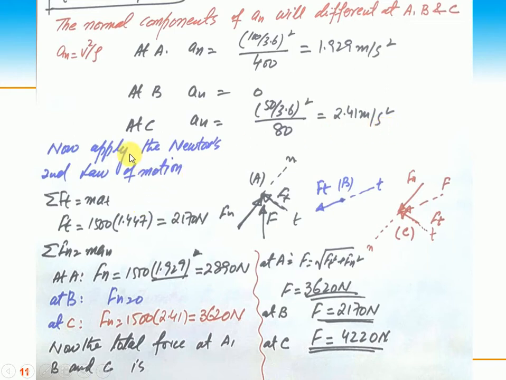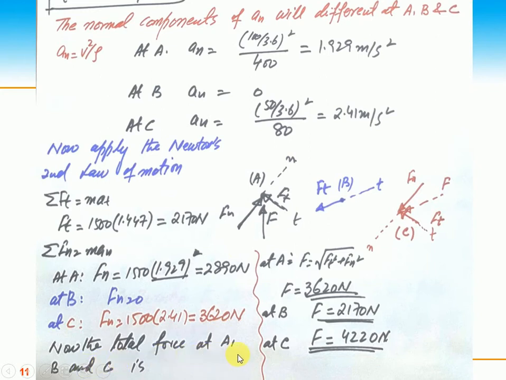Now for finding the force, we apply Newton's second law of motion. At the point, this is the normal force, this is the tangential force, and this is the total force acting. So F of t is equal to mass times the acceleration, and we get the tangential force. As far as the normal force is concerned, it is m v square by rho, which is 1.9 times the mass, and we get the normal force. Then at B, the normal force is 0. At C, it is mass times the acceleration at C, which is 2.41.